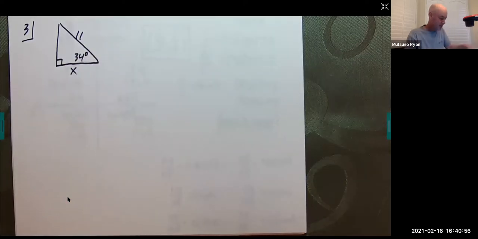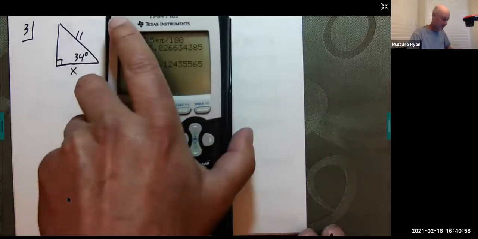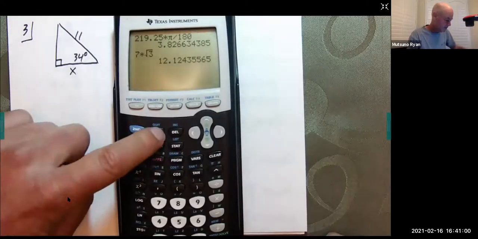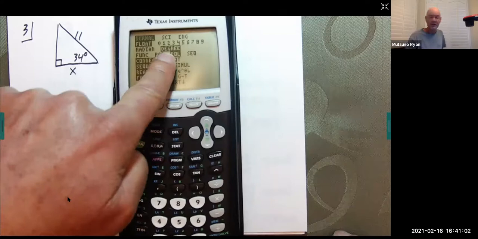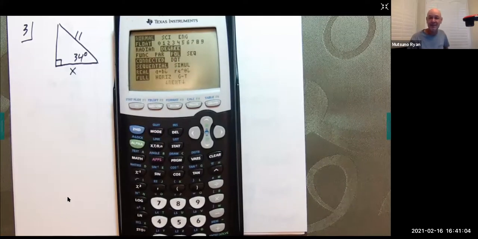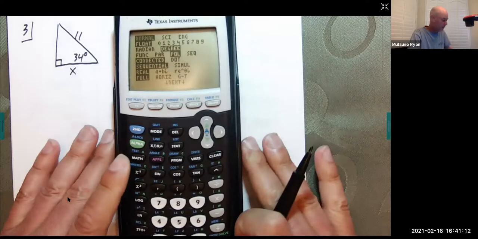Now, before we do any of this, I want to make it clear that you need to be in degree mode. Now, if you have a regular scientific calculator, it'll have a D or a DEG at the top. If it has R or RAD, you're in the wrong mode right now. You'll have to change that. So mine's in degree mode.